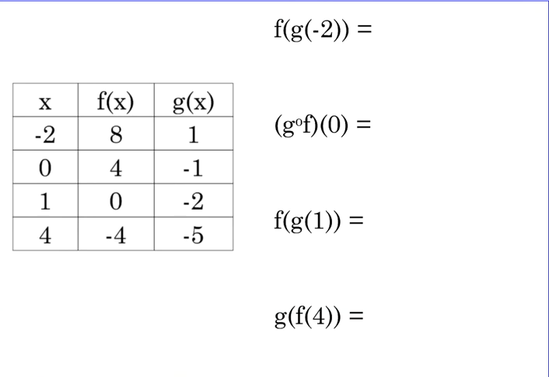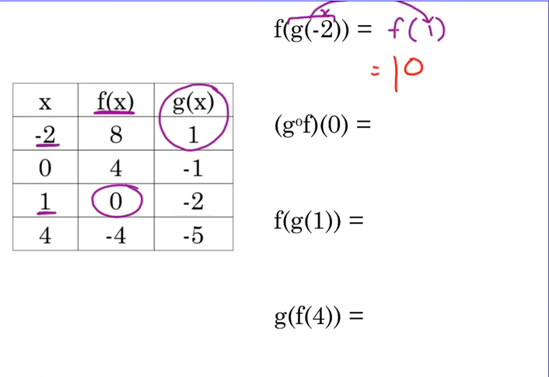So for the first example, f of g of -2. So we want to look at our table. This is our x value. X is -2. So here's x is -2. G of x is equal to 1. So we're going to replace it with its value. G of -2 is equal to 1. So that replaces that there. And then we look at our table. Now the x value is 1. We want the f value. So in this case, the answer is 0.